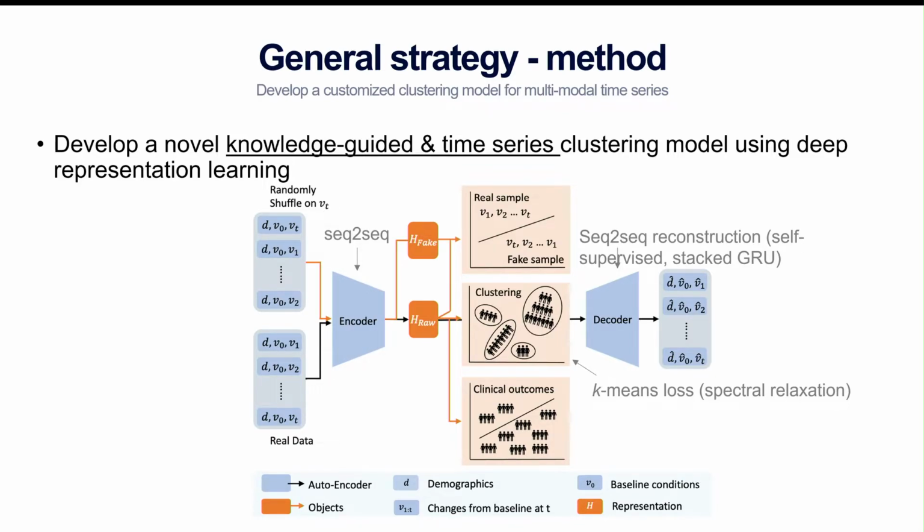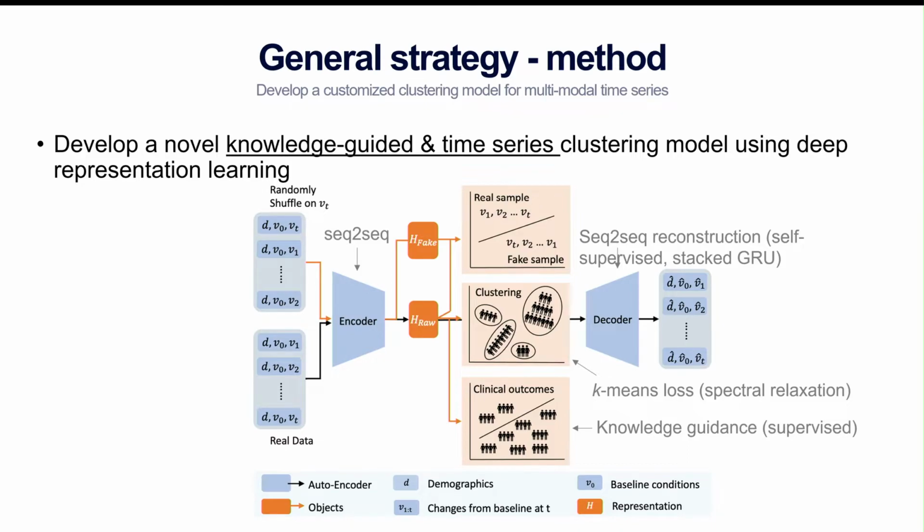And this k-means clustering can have a closed form solution using the spectral relaxation. Basically, it's a single level decomposition. We use this closed form solution as a joint optimization auxiliary task to these reconstruction models.